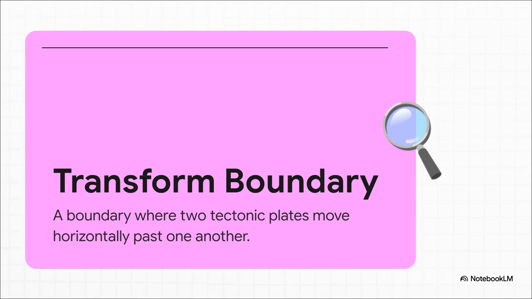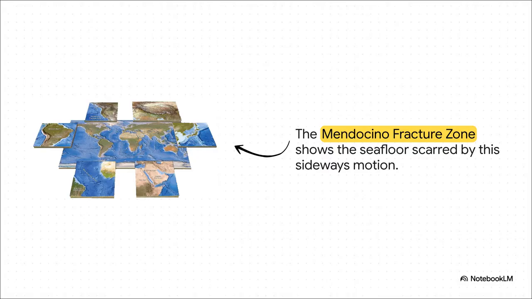So at a transform boundary, crust isn't being created or destroyed. Instead, you've just got two plates grinding against each other as they move in opposite directions. But let me tell you, this movement is anything but smooth. And you can literally see the evidence of this grinding motion right here on the seafloor.